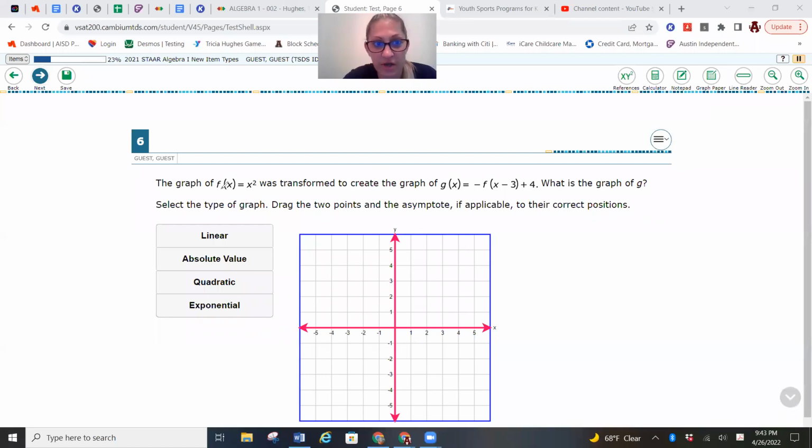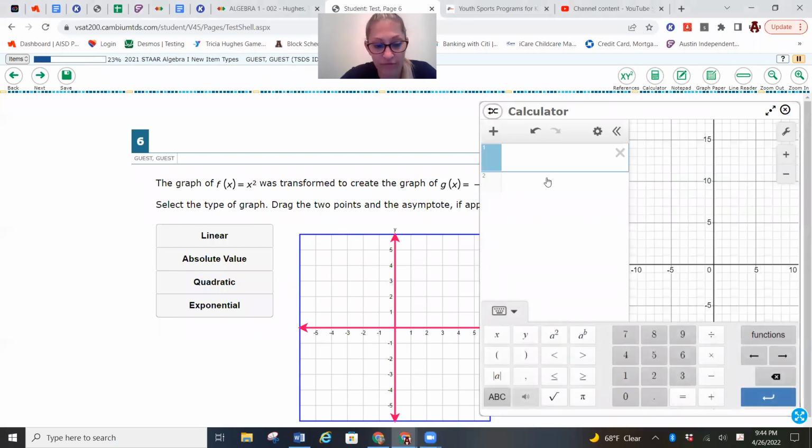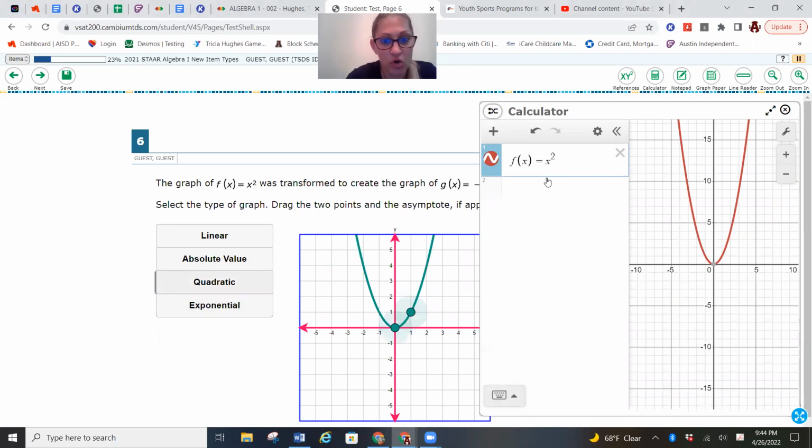This one says our parent function is x squared. It was used to create this function. What is the new function of g? Well, first of all, x squared. My math students better remember this is the parent function of a quadratic. But guys, type it in. There's your parent function. This is quadratic.